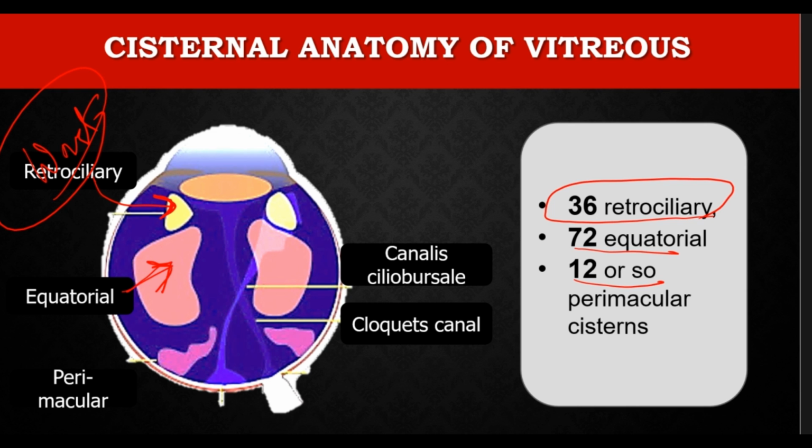And of course, you have another nice cistern which is present just in front of the macula, which is known as the premacular bursa. Okay, and this premacular bursa is connected to one of the retrociliary cisterns through a connection known as the canalis cilio-bursale. Now, apart from that, you have the cloquet's canal as well, which we talked about in detail in the first video on anatomy or embryology of the vitreous. So, this cloquet's canal has a dilatation anteriorly, and posteriorly it also has a dilatation, which is known as the area of Martegiani. Okay, so I hope that is clear. So that's briefly about the cisternal anatomy of the vitreous.